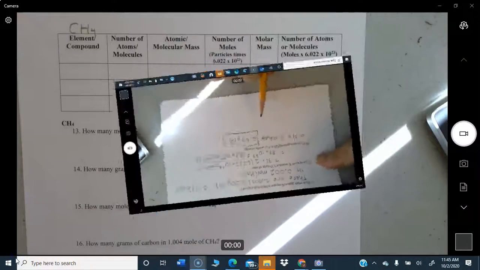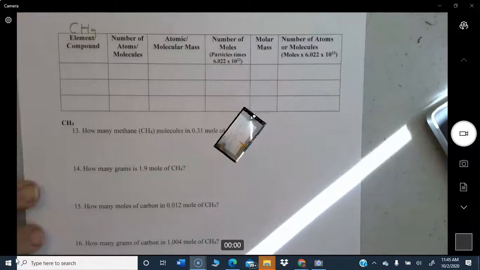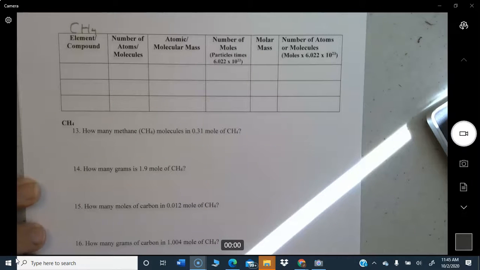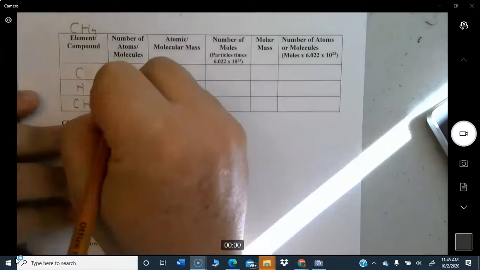Okay, we're going to move on to methane, otherwise known as natural gas, CH4. So let's go ahead and fill out the table.